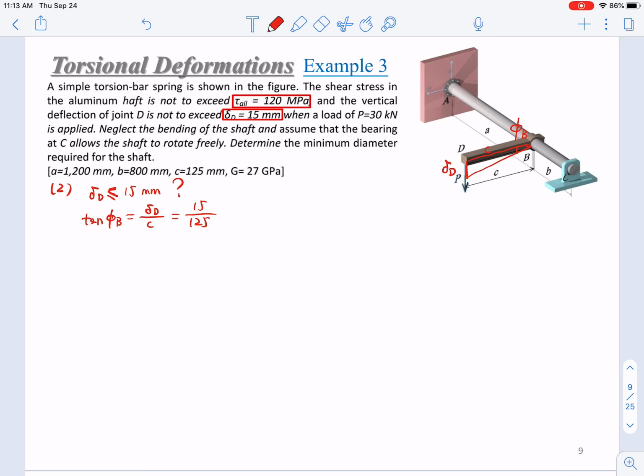Okay, so this is not a small enough number. This is larger than 0.1, not small enough. So you have to calculate the inverse tangent. So this equals what? And then the phi B can be calculated as 0.119 radian.